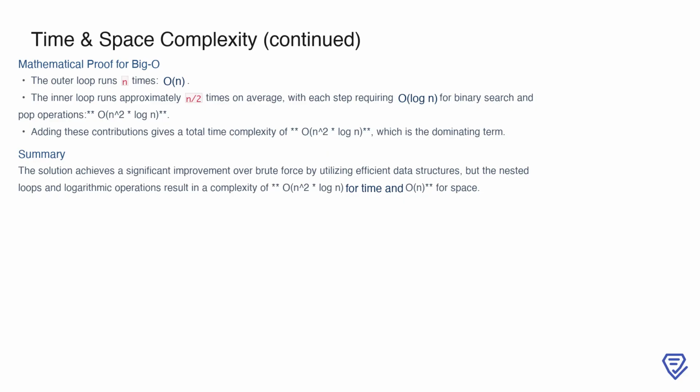In summary, the solution achieves significant improvements over brute force by utilizing efficient data structures like sorted list to minimize redundant computations. Despite its nested loops and logarithmic operations, the solution is much faster and more practical than naive methods. The final time complexity is n squared times log n, and the space complexity is n, making the algorithm efficient yet manageable for real-world inputs.